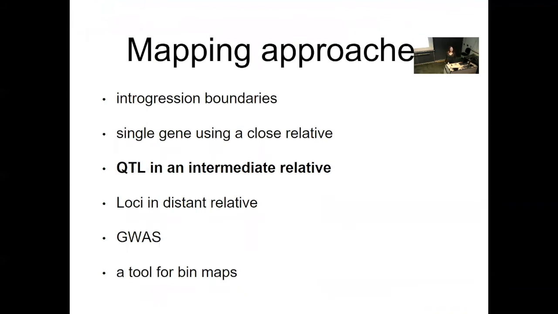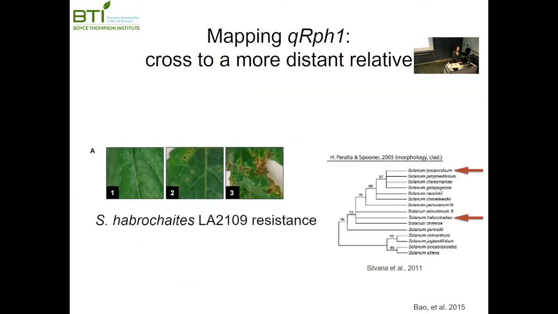All right, so the next thing, another project, is moving on to QTLs. And here we're mapping to an intermediate relative, so not as close to cultivated tomatoes, pimpinellifolium. This was some more work coming out of Greg's lab. A former postdoc in his lab, Zilong Bao, noticed that in this particular accession of Habrochytes, we have resistance to Pseudomonas.